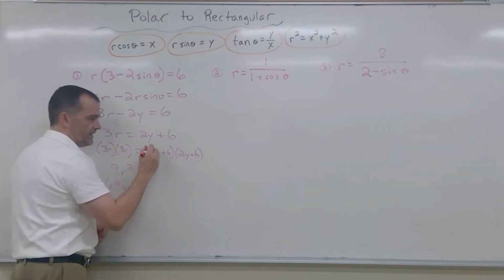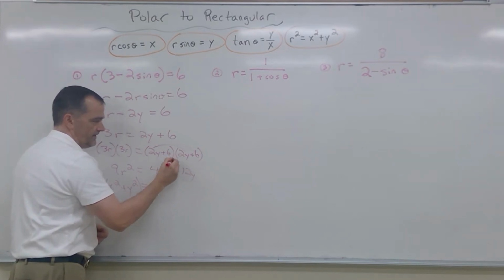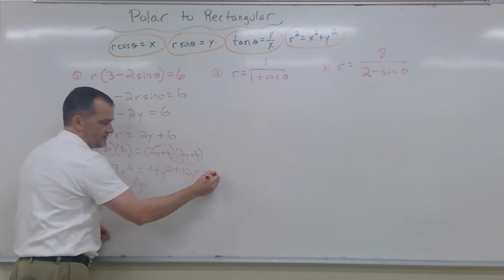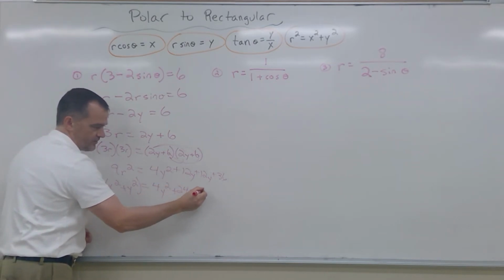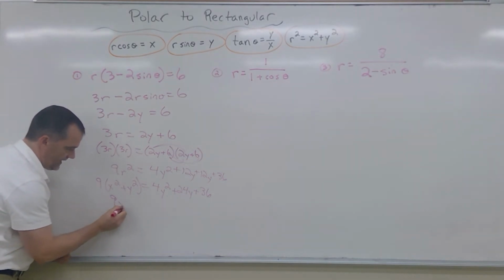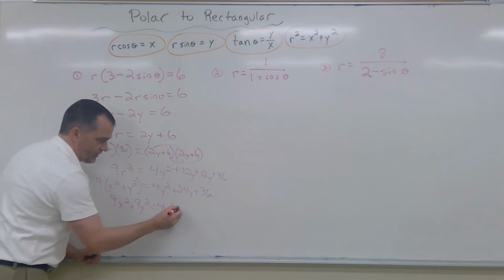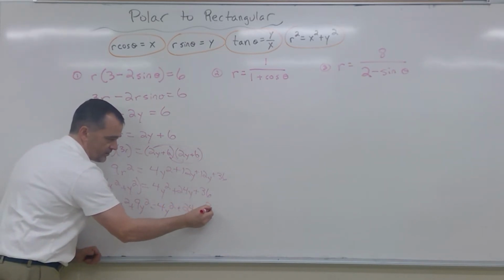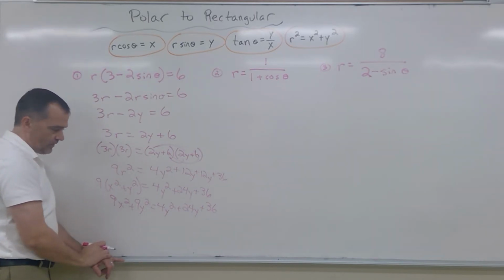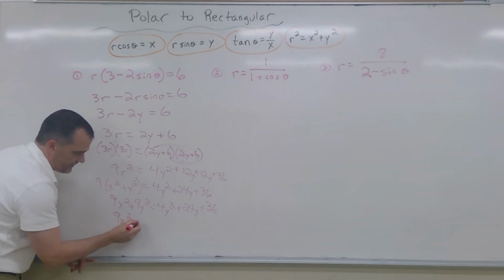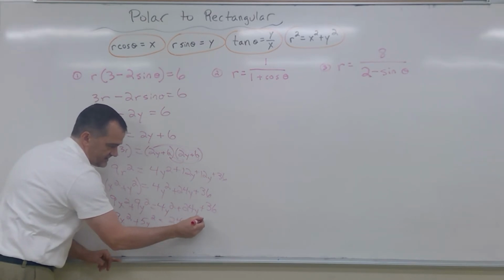But let me take care of this side. 2y times 2y is 4y squared. The outer is 12y, the inner is 12y, and the last is 36, which gives us 4y squared plus 24y plus 36. And ultimately, we have 9x squared plus 9y squared, when I distribute, equals 4y squared plus 24y plus 36. And if you notice, I can now subtract 4y squared on both sides and get 9x squared plus 5y squared equals 24y plus 36.